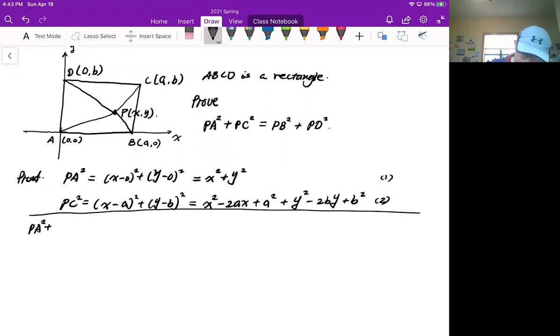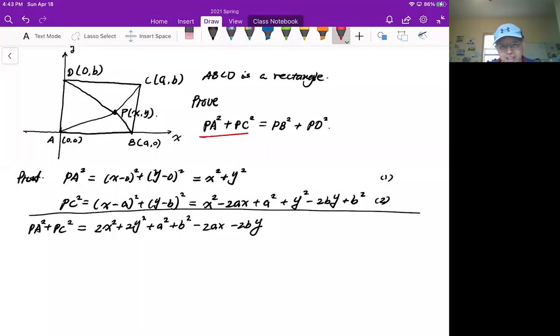So PA squared and PC squared, what is this? Well, let me just do it. So you got 2x squared, 2y squared, right? And then I'm going to get, let me put the squares first, the a squared, b squared, and then minus the 2ax minus the 2by. So far, so good. So I get the left hand side of the equation, right? I got the left hand side.